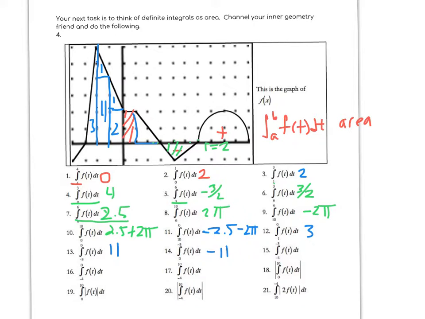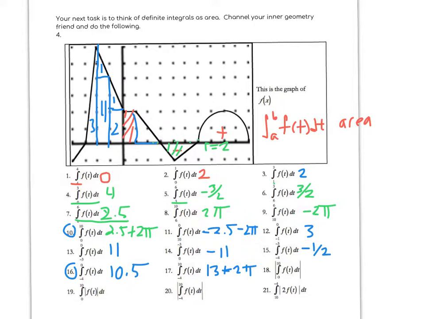Negative 4 to negative 3, that's going to be negative 1/2 because we're below the x-axis. From negative 4 to 0 is going to be negative 1/2 plus positive 11, which is going to be 10.5. From negative 4 to 10, so it's adding the positive and negative parts of our graph, is going to be really adding these two pieces together, and that's going to give us 13 plus 2 pi.